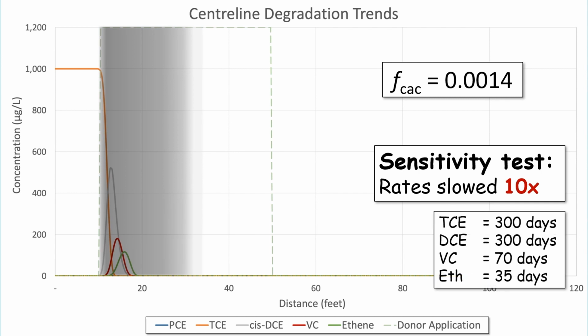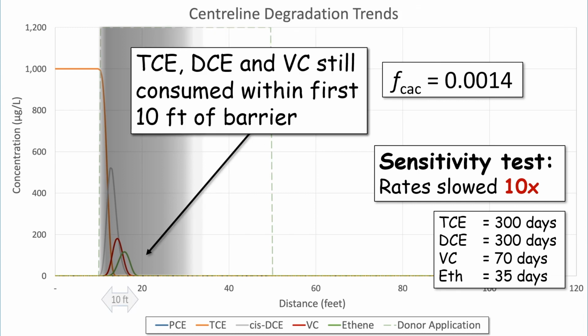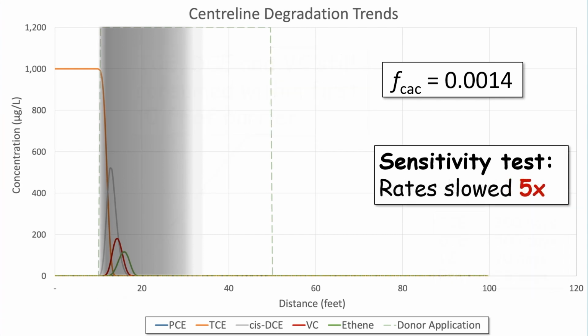So we've got half-lives of 300 days for TCE and DCE, and 70 days or 35 days, a month or 2 months for vinyl chloride and ethene. And still, we can see that our contaminants of concern are consumed within the first 10 feet of the barrier. So that's pretty good. What about maybe not quite a slowed rate? Let's try about 5 times.